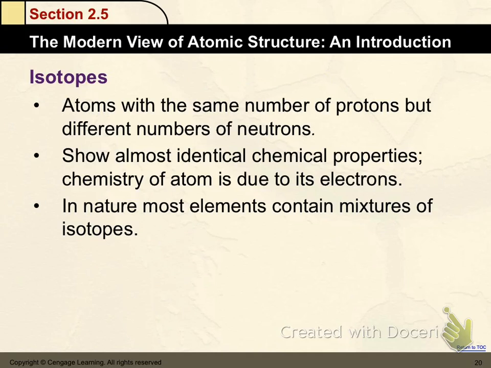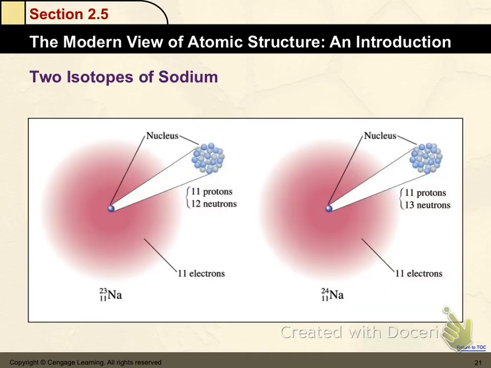So oxygen, for instance, there's multiple types of oxygen. They all react chemically similar, but they have different numbers of subatomic particles inside of their nucleus. Let's take a look at sodium, for example, and we've got a blown-up view of the nucleus in the bubble, and you'll notice that we have a different number of neutrons on the left than we do on the right, 12 and 13.